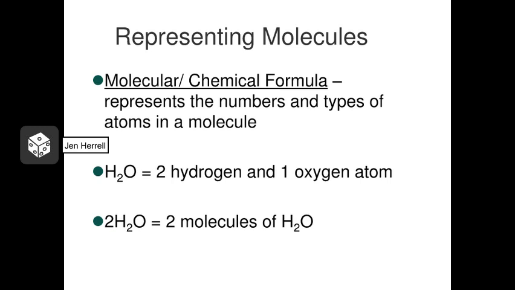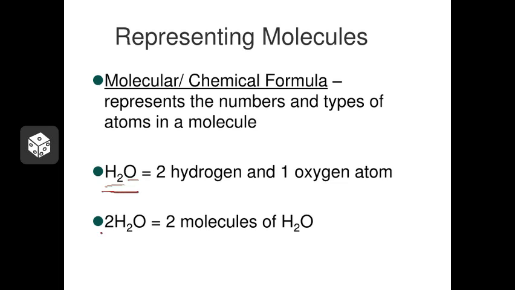There are several different ways to represent molecules, and the most common is a molecular or chemical formula. In a molecular or a chemical formula, we use atomic symbols in combination with numbers, subscripts, and coefficients to represent the types of atoms involved in a molecule and the numbers of those atoms. So for instance, in H2O, the subscript 2 tells you that you have 2 hydrogen atoms involved and only 1 oxygen atom involved in that molecule, in that unit.